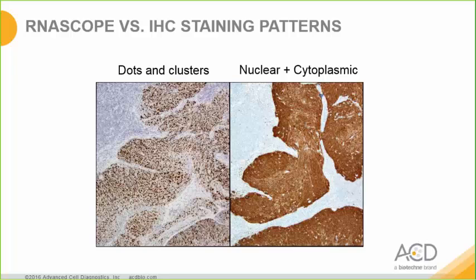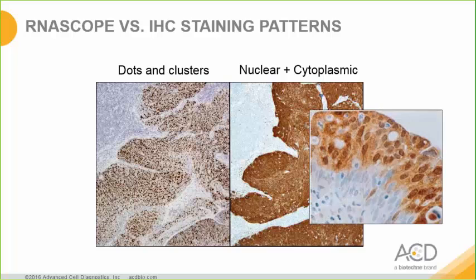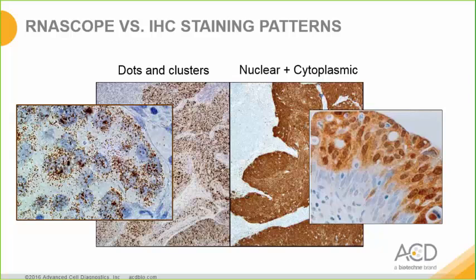These two images show the contrast in staining pattern of RNAscope versus IHC with P16. On the right, with IHC, there is diffuse nuclear and cytoplasmic staining, while on the left, with RNAscope, the signal appears as dots and clusters in the nucleus and cytoplasm.